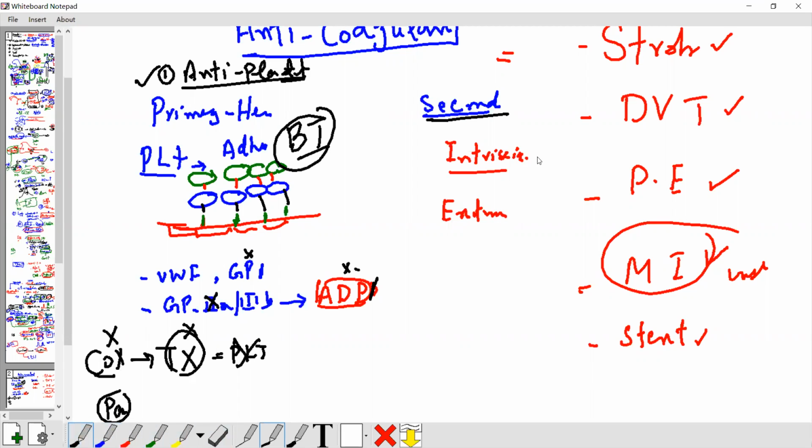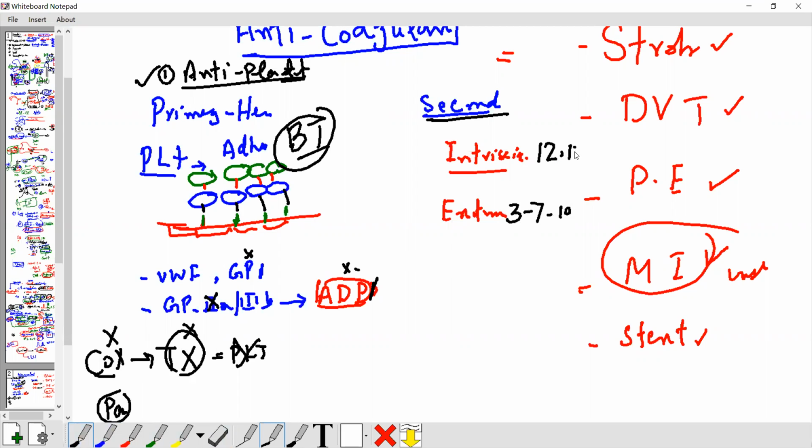Intrinsic pathway. In the intrinsic pathway, start from factor 12. Extrinsic pathway, if you remember, starts from tissue factor, then factor number 7. Yeah, tissue factor is factor number 3. Factor number 3, then factor number 7, then factor number 10 directly.